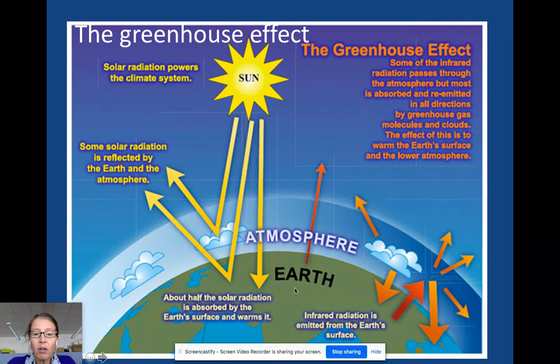So instead of all of that infrared going out to space, a lot of that gets caught here and re-radiated by the greenhouse gases. Some will be radiated out to space, but a lot of that will be re-radiated back to planet Earth. And that actually allows us to have a pretty habitable temperature on the planet. It would probably be 20 degrees cooler without that.